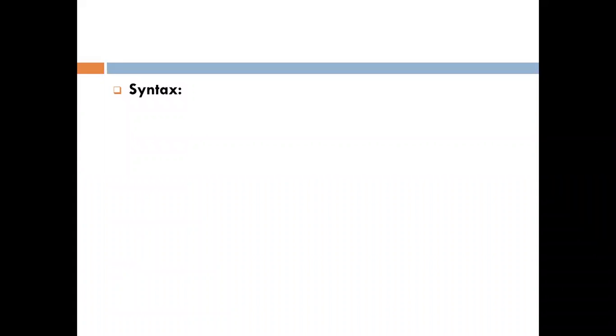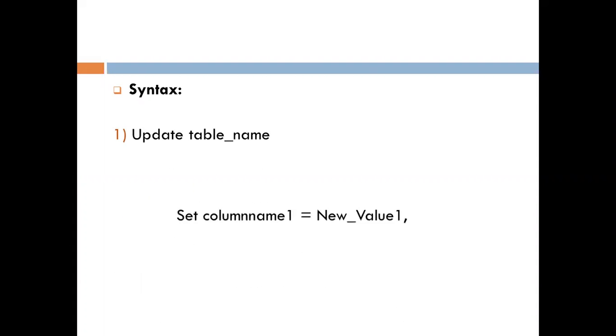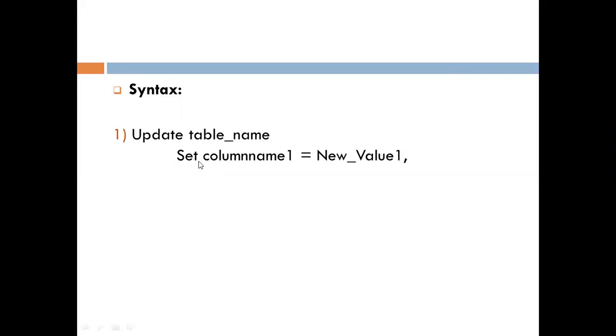First syntax is without condition. Second syntax is with the condition. So first syntax: update table name set. Here we are setting a new value for a particular column, so use the set keyword. So update table name, set column name 1 is equal to new value, comma. At the same time, we can update more than one column also. So comma, column name 2 is equal to new value, and put the semicolon. So this syntax is without condition, so no need to pass a condition over here.